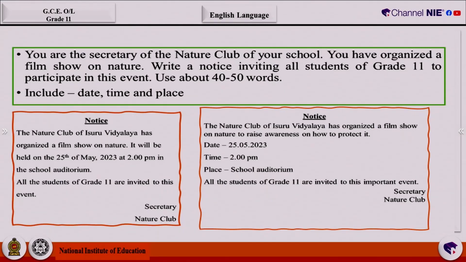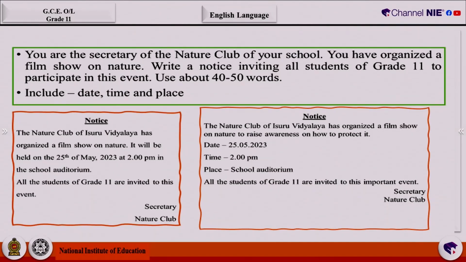So we have written a notice and underlined that, and look at the first example. It is given as a simple paragraph. The Nature Club of Isuru Vidyalaya has organized a film show on nature. It will be held on the 25th of May 2023 at 2 p.m. in the school auditorium. All the students of grade 11 are invited to this event. And after that, we have to show the person who has written that.